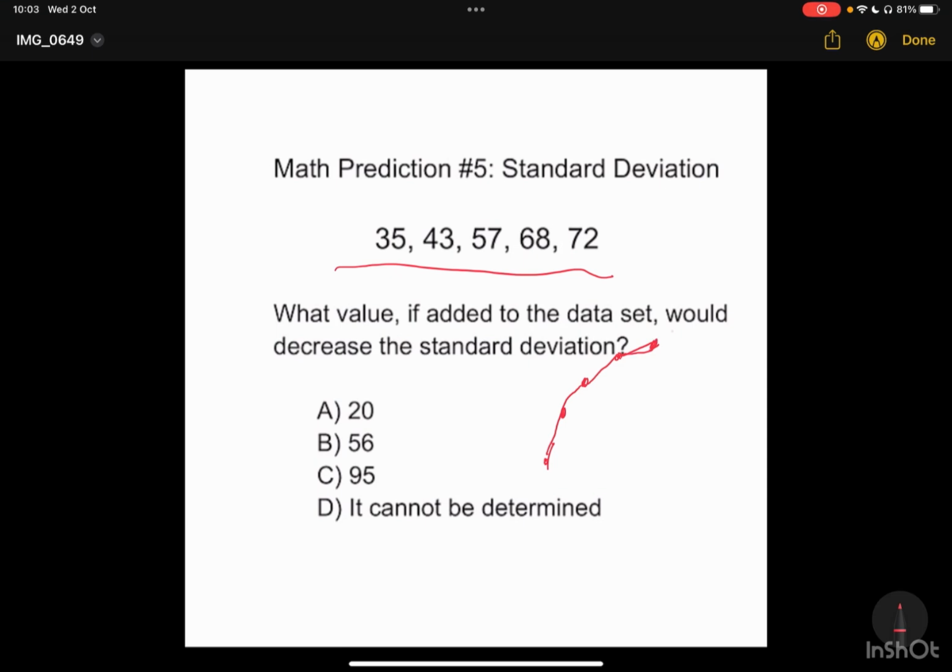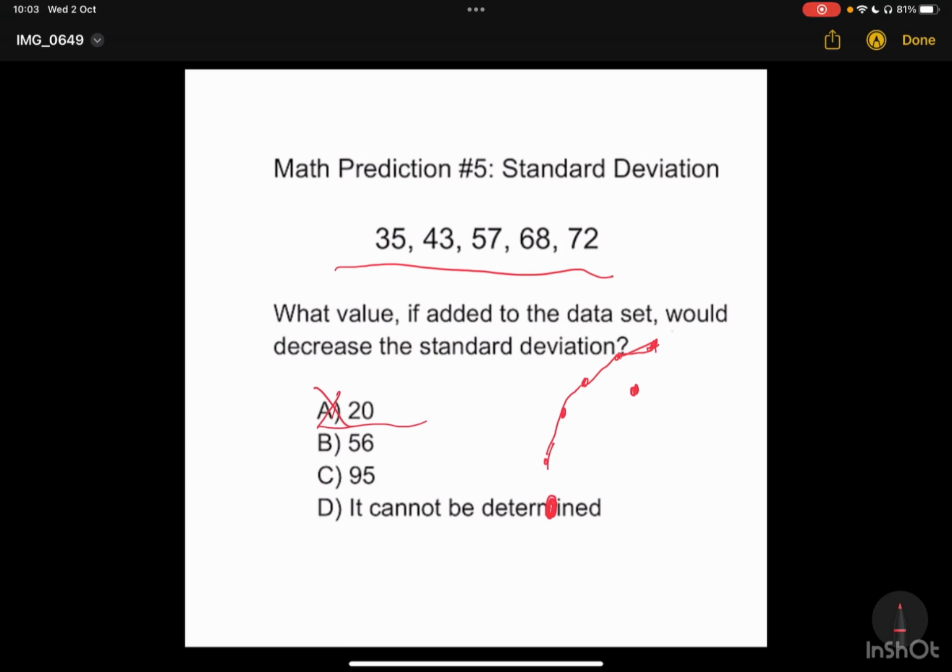If we add 20 to this data set, it would be here, which would increase the standard deviation. So this would be the incorrect answer. For B, 56 will be around here. So the standard deviation will decrease because it's not an outlier or anything.